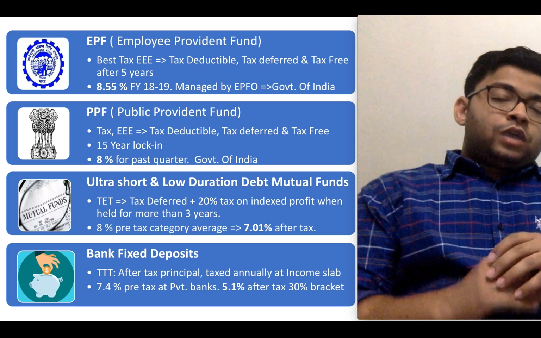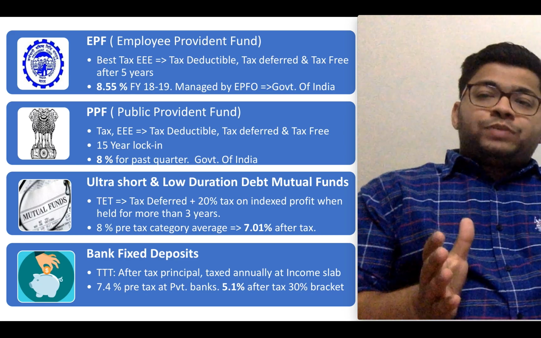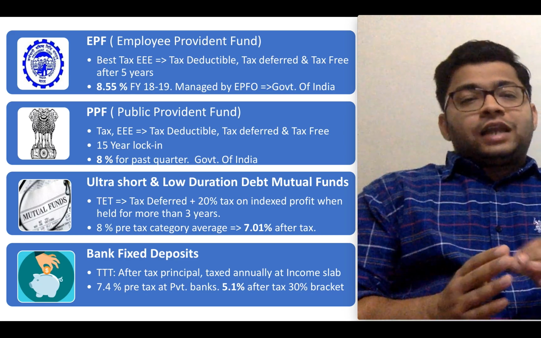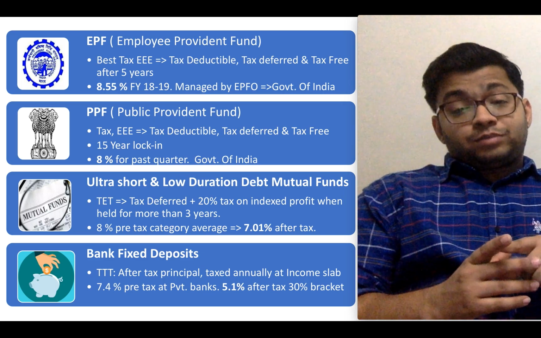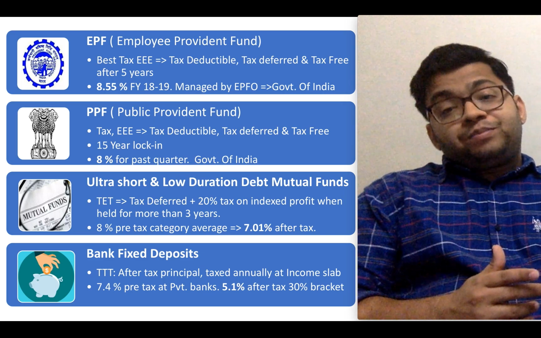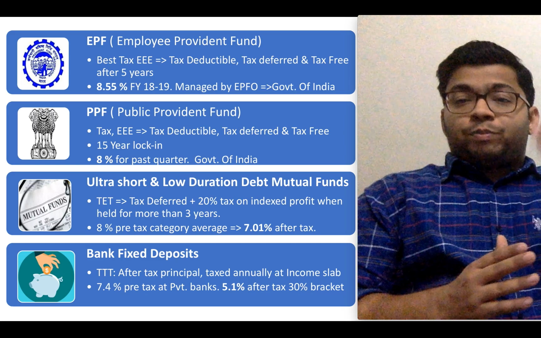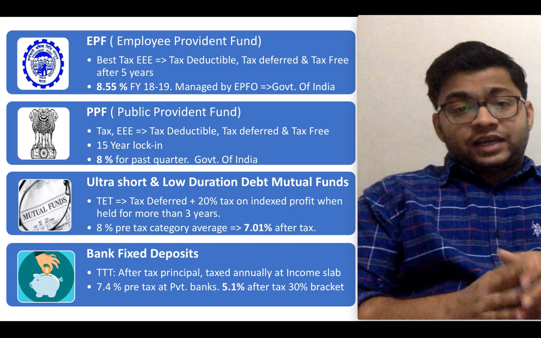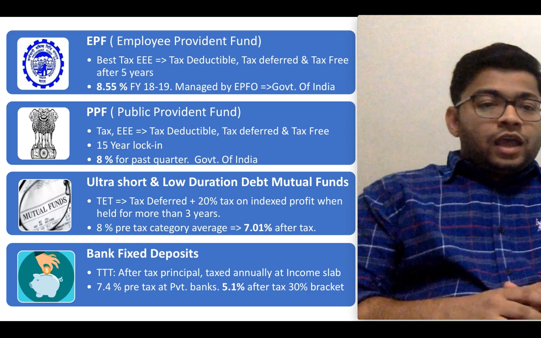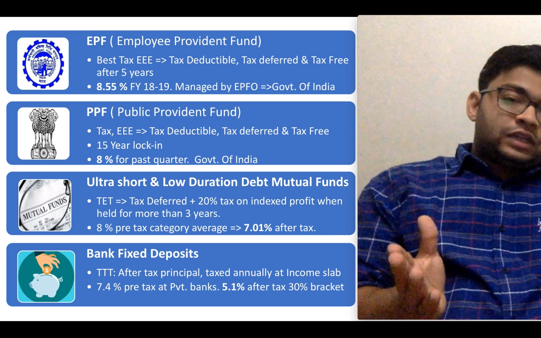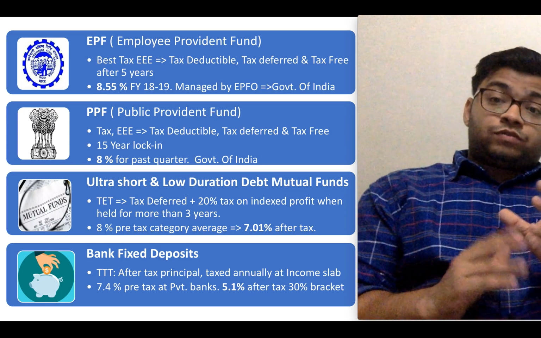Okay, so I hope that by looking at this video, you have got an idea that for long-term investments, this order is best for you. So max out the first, then max out the second, then max out the third. And I don't think you should be investing in bank fixed deposits for the long term.